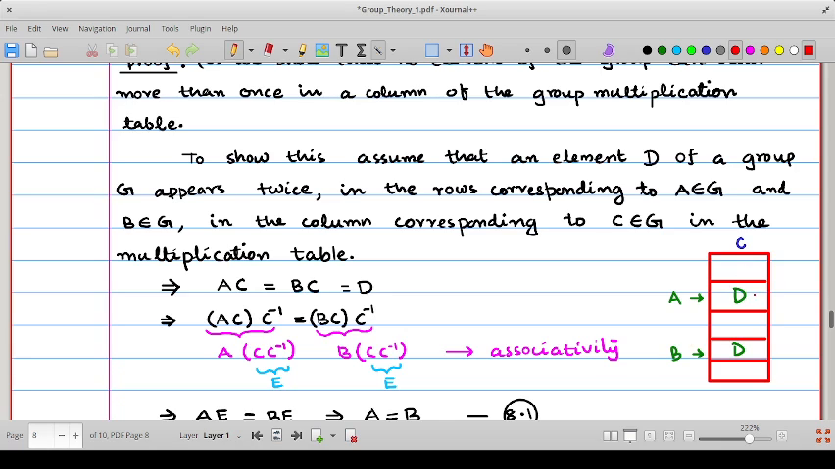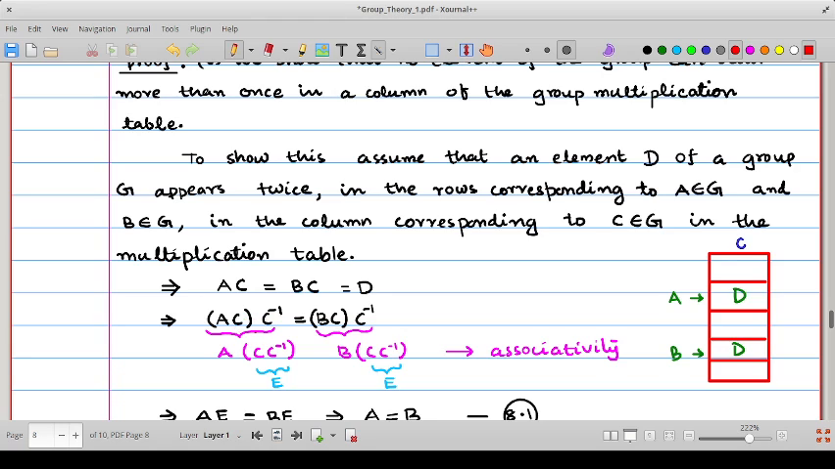So that means this element D is equal to A times C, and similarly this element here, which is also D, is equal to B times C. Or in other words, A times C is equal to B times C. Now A, B and C are elements of the group, and therefore each of them has its own inverse, and therefore C also has an inverse. Now we multiply this equation from the right hand side with C inverse. So AC times C inverse is equal to BC times C inverse.